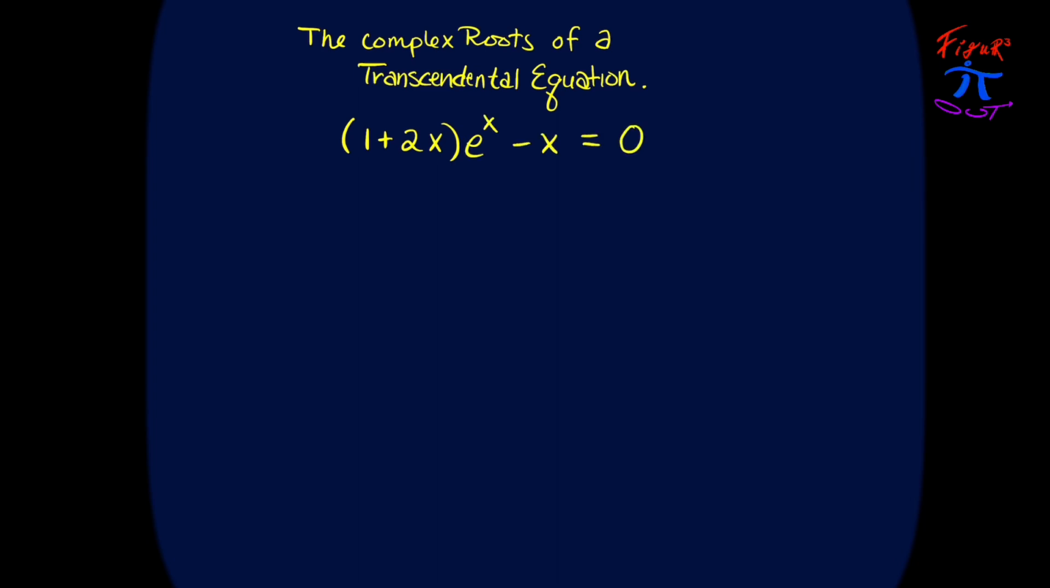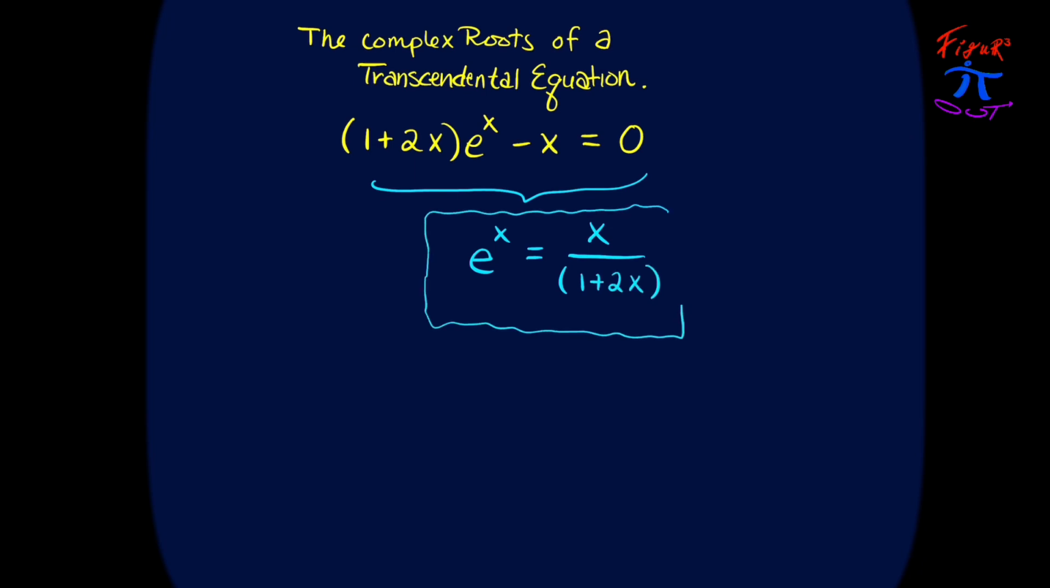Consider the equation (1 plus 2x) multiplied with e to the x, minus x, equals 0. Now the e to the x part of this can be brought to one side of the equation, and we can rewrite this as e to the x equals x over 1 plus 2x. And this is our transcendental equation.